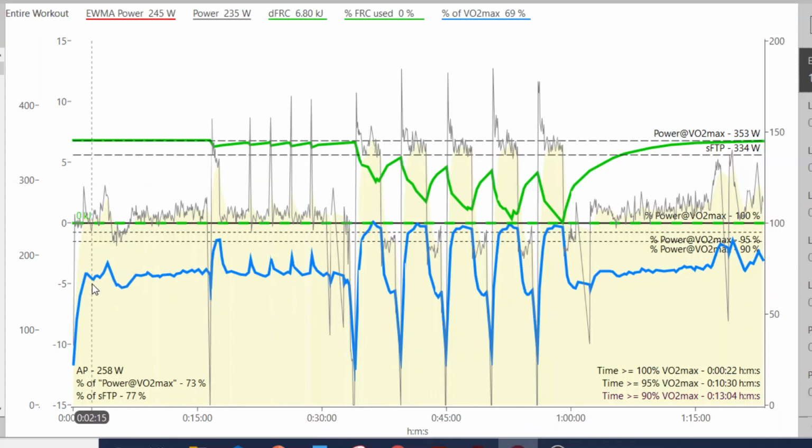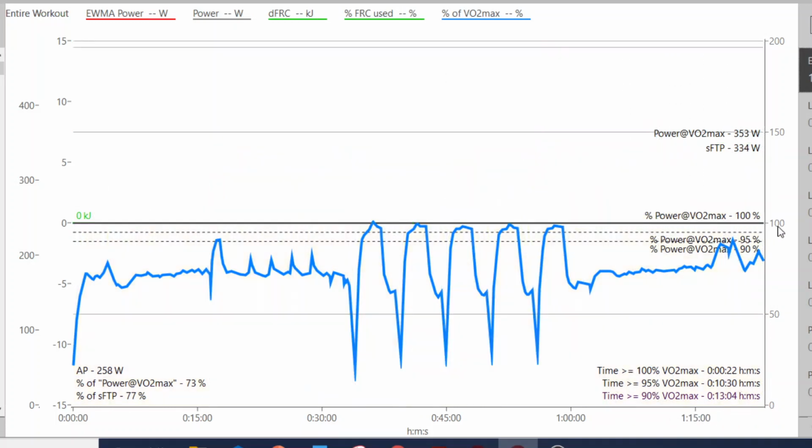So when we follow this particular workout, we can see percent of power at VO2 max as the blue line. And I have some little crosshatch horizontal lines here. The lower one is 90% of power at VO2 max. Then the next one is 95% of power at VO2 max. And then right here in the middle is 100% of power at VO2 max. So there you go. That's reading that particular side of the chart.